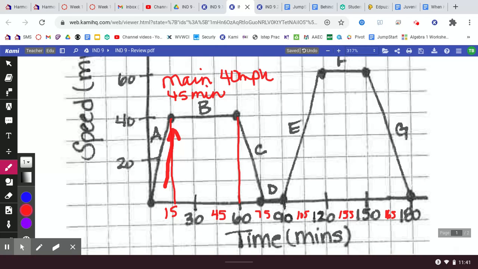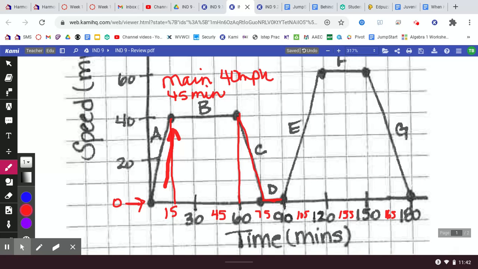All right, very good. How about in C? What's happening there? To a what? Yeah, they decrease speed to a stop for over how long? 15 minutes. And then how about D? Yep, they stop for 15 minutes because when it's a speed graph, stop means they're at the very bottom or at 0 miles per hour. So definitely a difference in what makes a stop when it's a speed graph over what makes a stop when it's a distance graph.